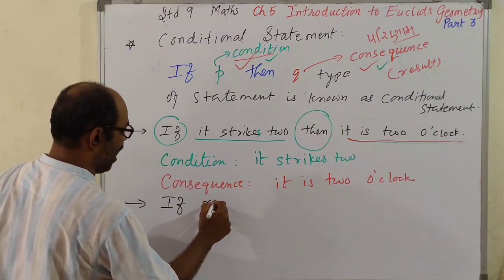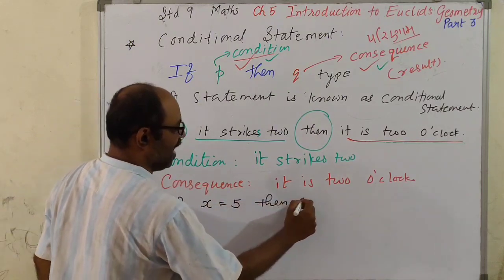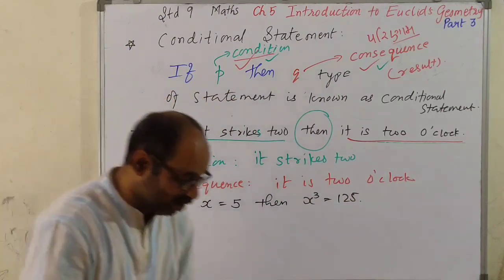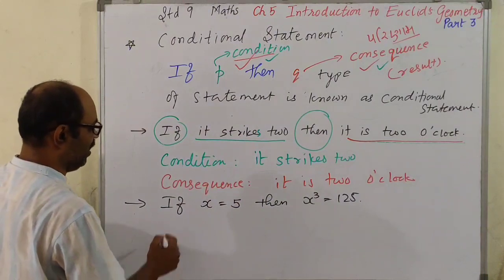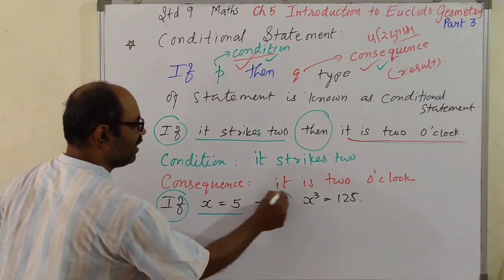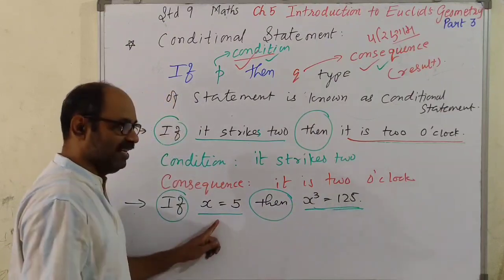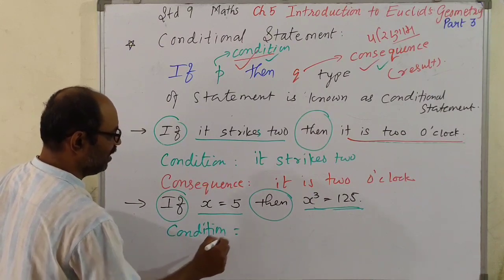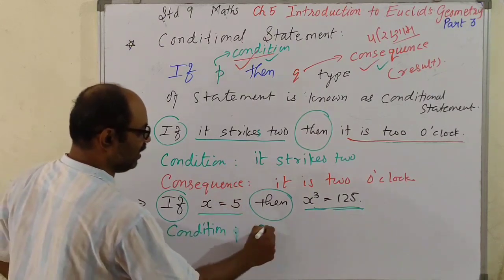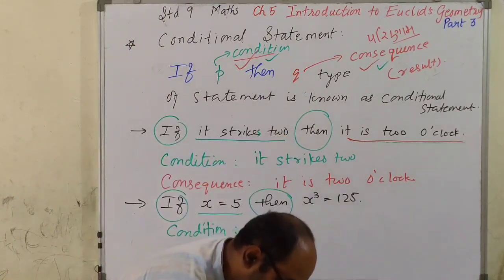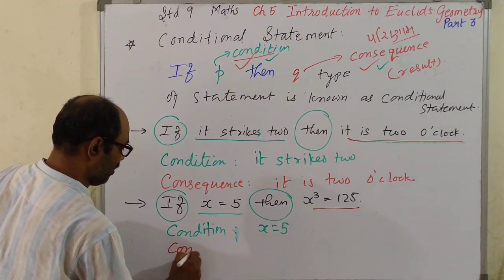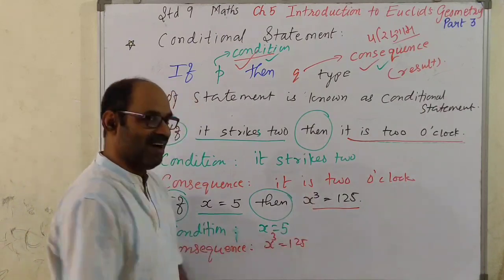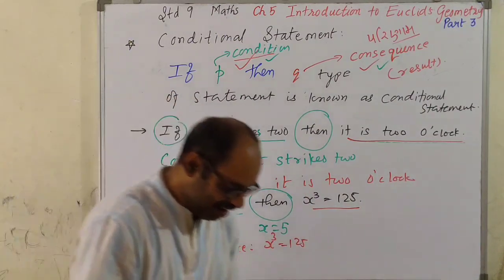Next statement. If x is equal to 5, then x cube is equal to 125. Correct? If P, then Q. P is condition, Q is consequence. So what is the condition here? x is equal to 5. And what is the consequence? x cube is equal to 125. Understood, children? Understood?